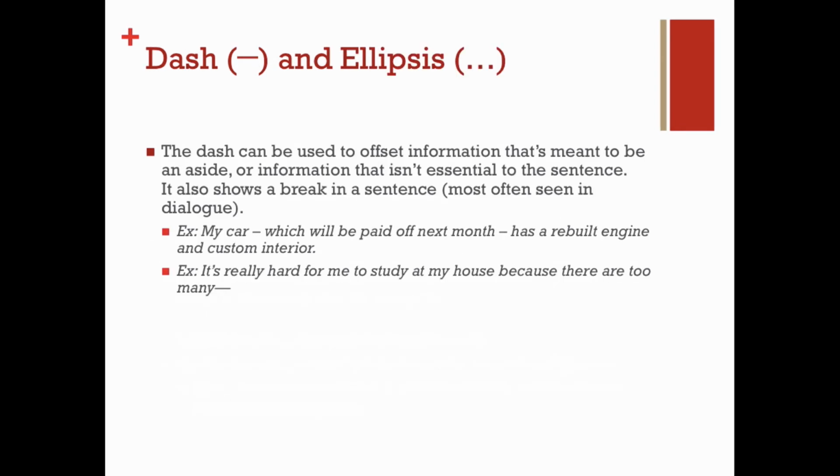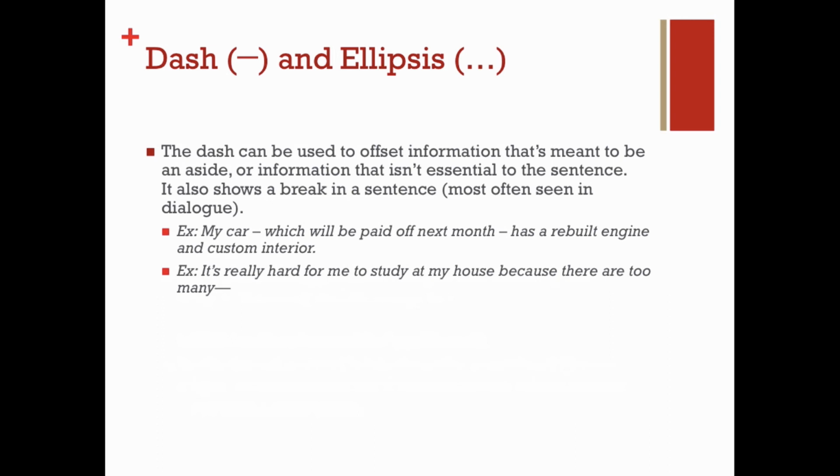Okay, the dash and the ellipsis. The dash can be used to offset information that's meant to be an aside, almost like parentheses do sometimes. Or it can be used to offset information that isn't essential to the sentence, in which case you would be using two dashes in tandem to offset what's not essential. It also shows a break in a sentence. This is most often seen in dialogue, but it usually signifies some sort of interruption has happened.